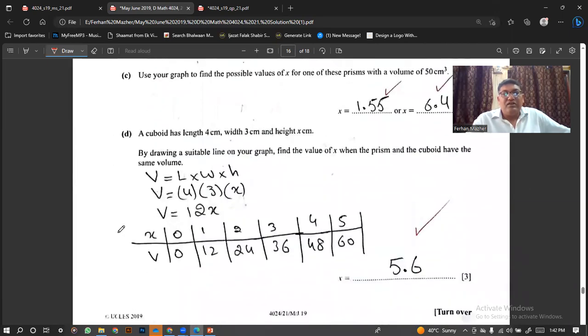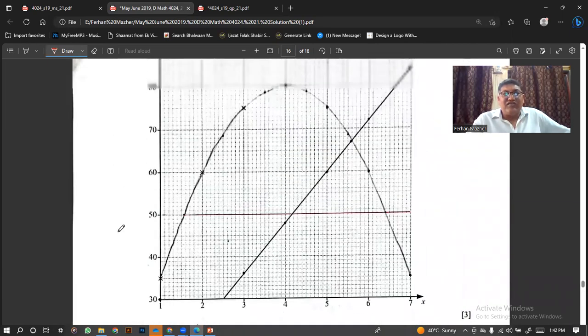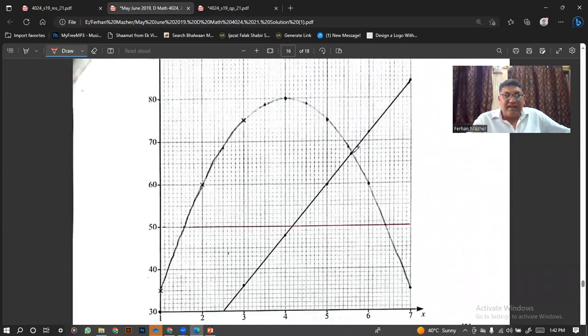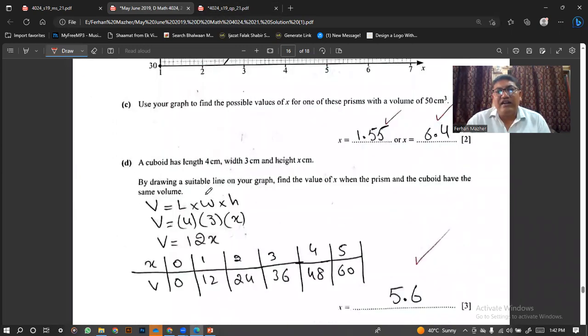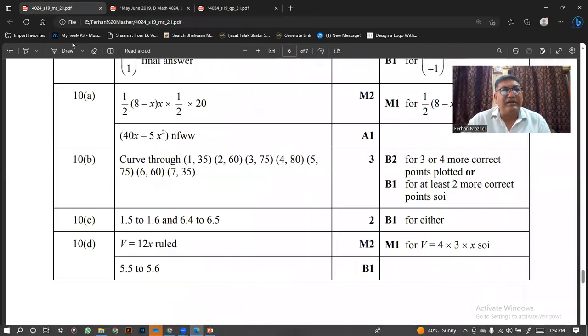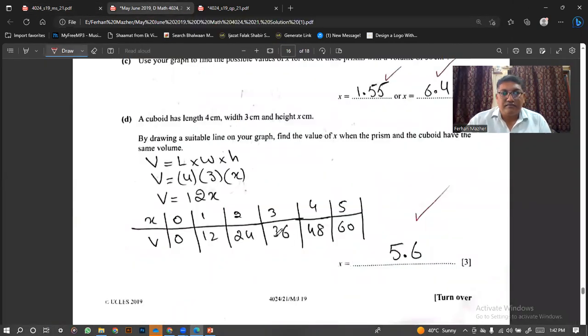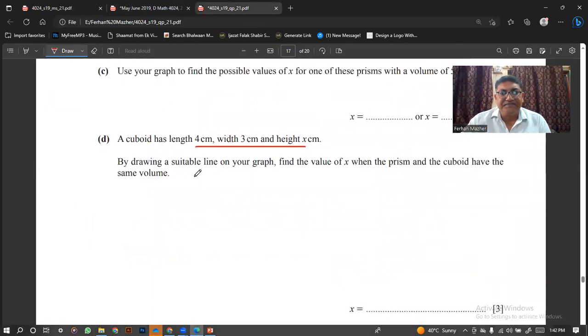So when this straight line cuts that curve, at this point here, the volume of both these things is the same. And we will check what the x value is here. The x value here is 5.6. This is coming from the graph. 5.6 is the right answer. This is my solution.